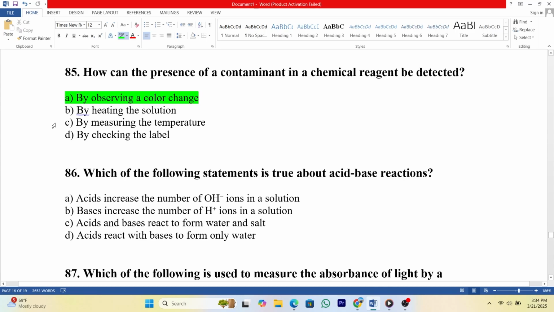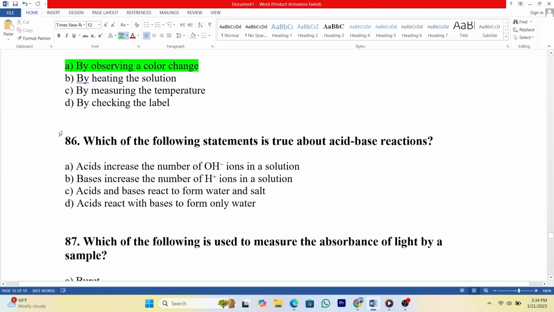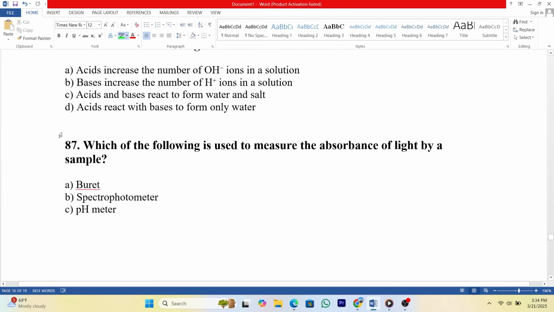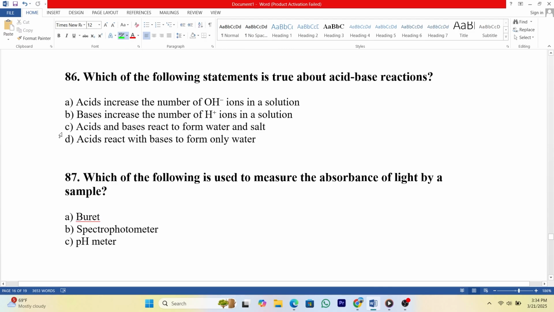86. Which of the following statements is true about acid-base reactions? A. Acids increase the number of OH ions in a solution. B. Bases increase the number of H ions in a solution. C. Acids and bases react to form water and salt. D. Acids react with bases to form only water. Answer, C. Acids and bases react to form water and salt.